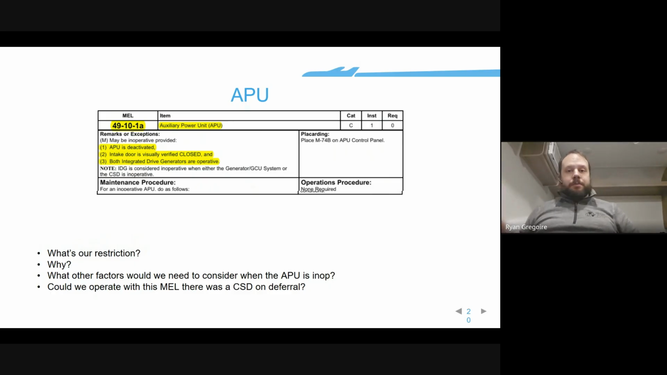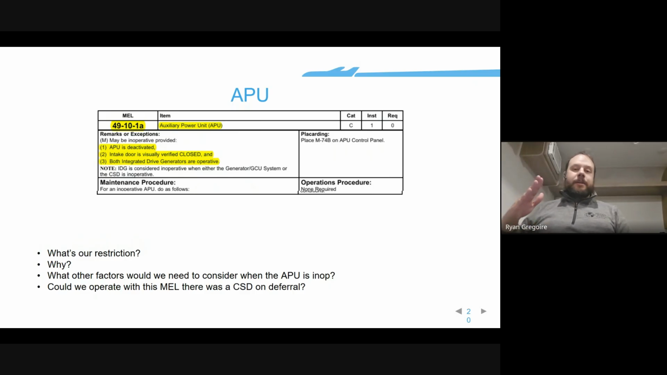And then the other one that's always associated with an APU, and if you're dispatching planes, you're going to be dispatching a plane with an inoperative APU. They are small, they are fragile, they break. Guaranteed, within your first week of dispatching, you will dispatch a flight with an inoperative APU. And when we have an inoperative APU, ground power and air start are required.